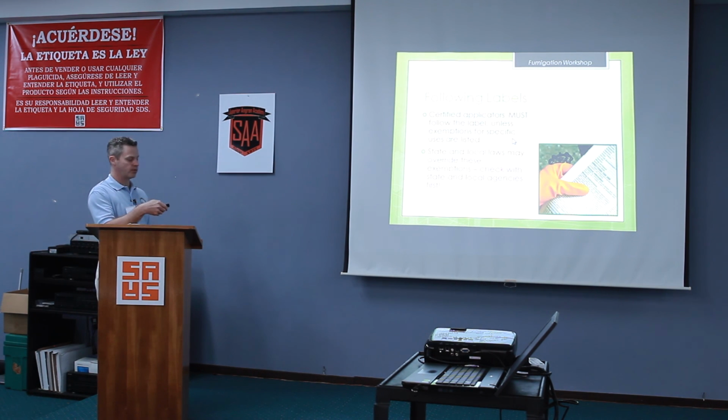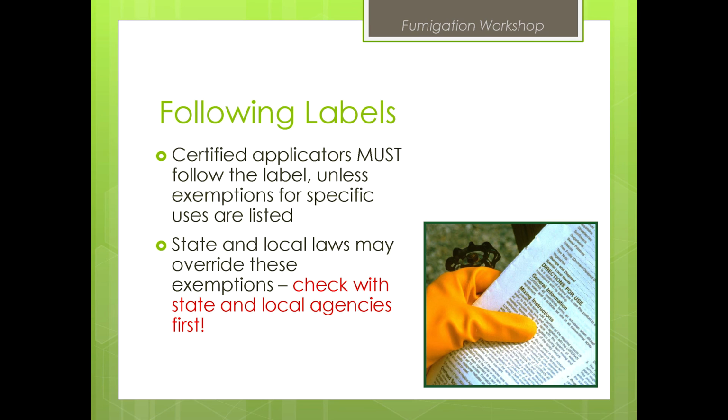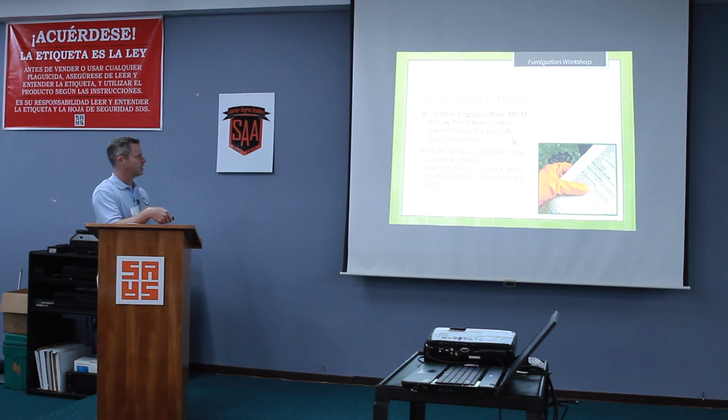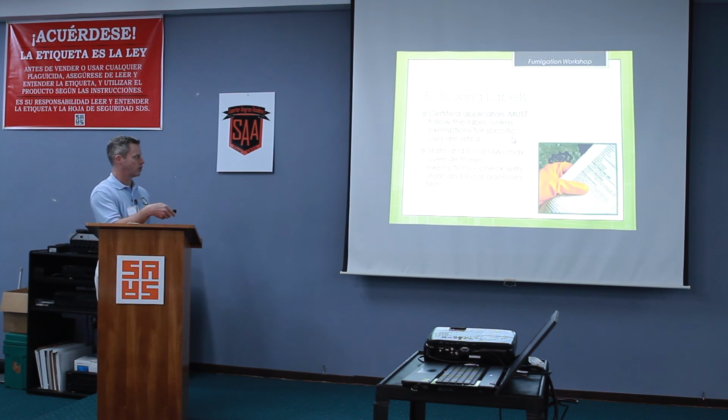So now just some general information here before we wrap up. Following pesticide labels, again, you're probably tired of listening to me say it over again. You're probably going to hear it again today, but you must follow the label unless exemptions for specific uses are listed. State and local laws may override these exemptions. So you, of course, want to check with your local Department of Agriculture about those requirements.